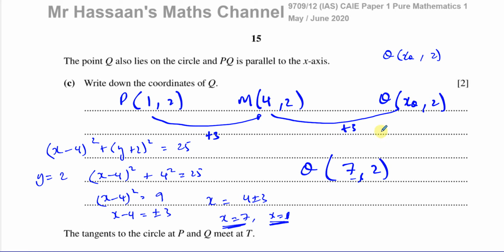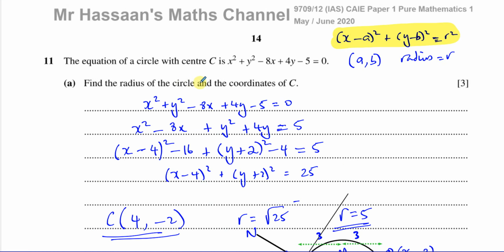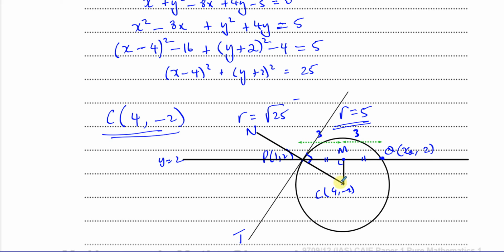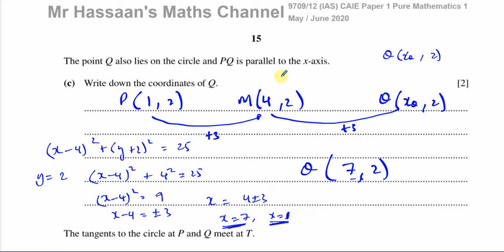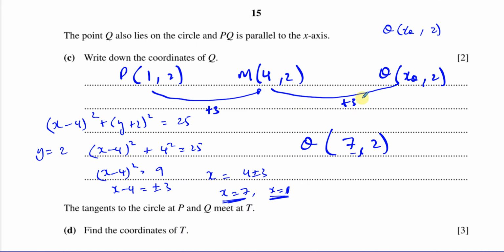So there's one method using the visual method, which is based upon just understanding that this point, which is halfway between P and Q, we can work out the coordinates of. It's going to be (4, 2), and the distance between P and M is the same distance as between M and Q. So you just think 1 to 4, 3 units, 4 to whatever, 3 units, that's going to be 7. Okay, so there we have the answer to part C. Write down the coordinates of Q.